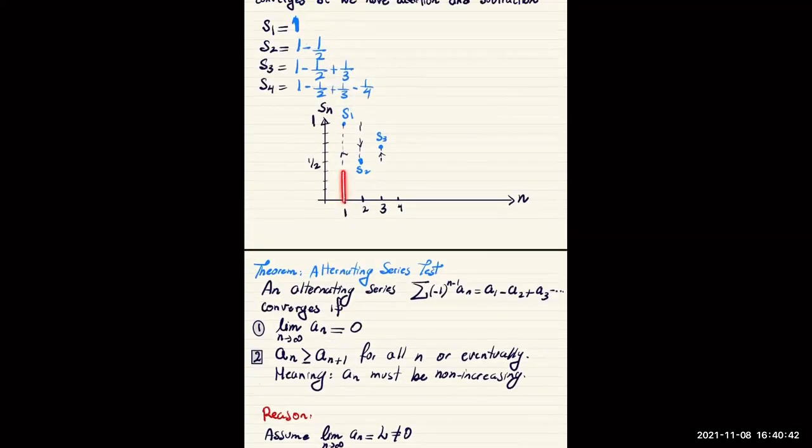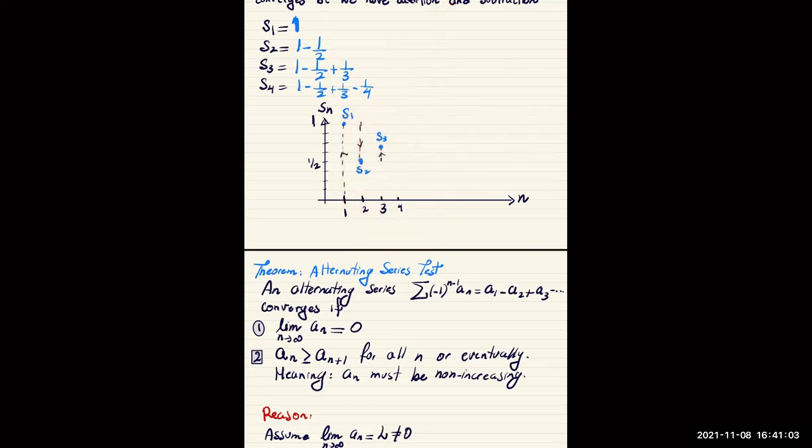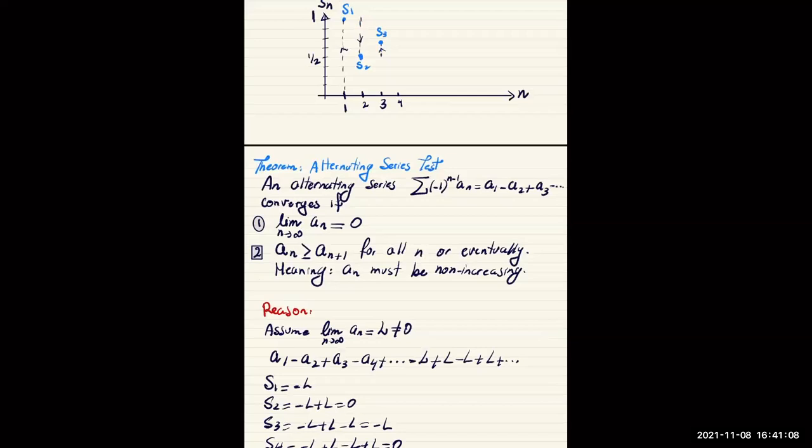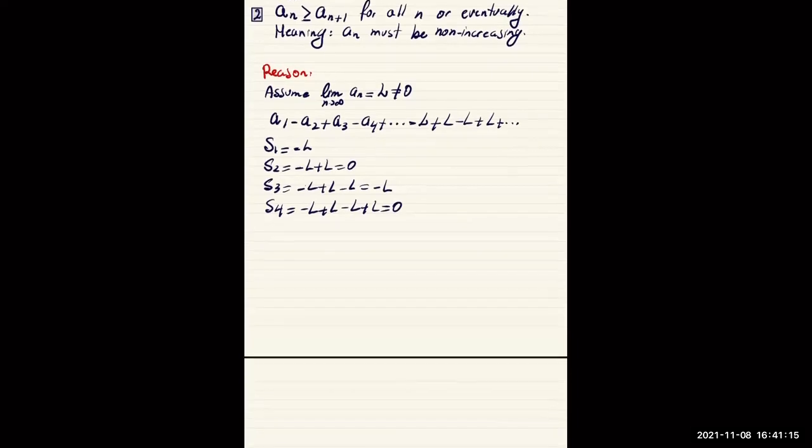So S1 will be right there. S2 is going to be larger, so you're going to be going down here. S3 will be larger than that, so it's going to do this. It's just going to blow up. So we need a sub n to be decreasing. Again, let's show you why the AST is true. Any questions before I draw the picture?